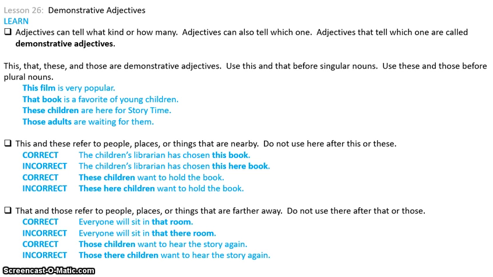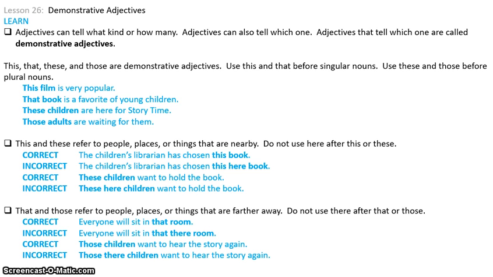It says that and those refer to people, places, or things that are farther away. Do not use this there after that and those. Okay. You're going to understand that in just a minute again. Okay, correct. Everyone will sit in that room. Okay, so I'm talking about not the room that I'm in, because if I'm talking about the room that I'm in, I would say this room. I'm talking about a different room, so I'm referring to that room. Okay, and then incorrect would be everyone will sit in that their room. Okay, that we just don't. I've never heard any of you speak that way, so I think we're okay on that one.